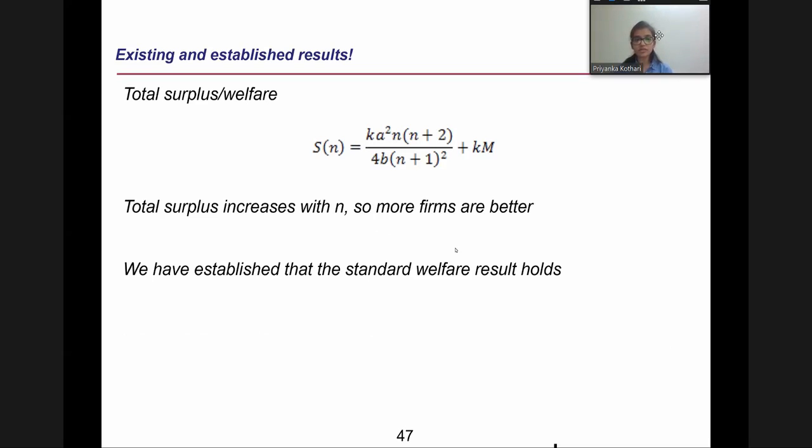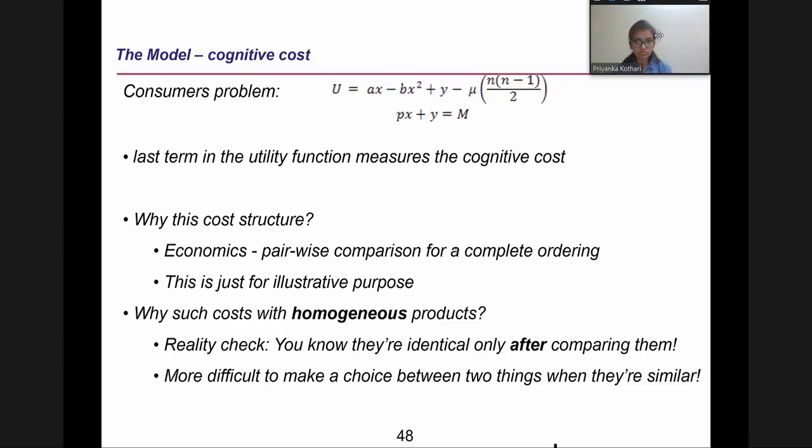Surplus is nothing but consumer welfare plus producers welfare. And then we see that as n increases, the total surplus increases. So more firms are better. We have established the traditional result that competition maximizes welfare. Now what we do is that we introduce a cognitive cost function in the utility specification. So we have just added one more term that captures the cognition cost. So this is just for illustrative purpose. We have also taken a look at other cost structures.